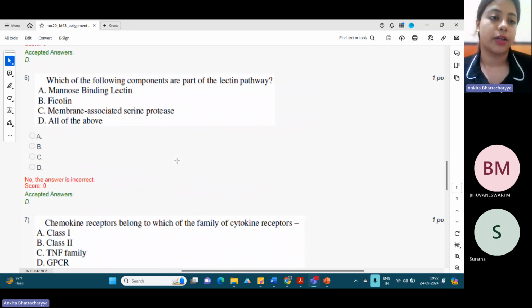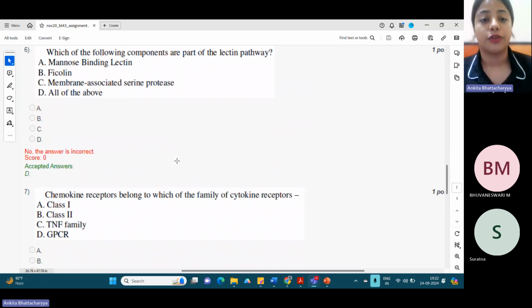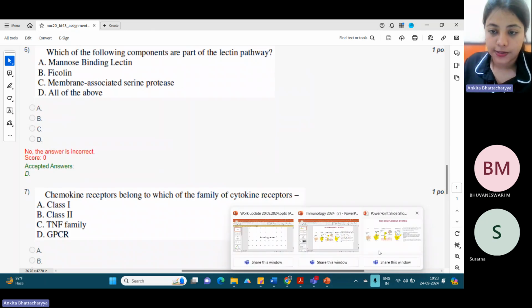Coming to question 6. Which of the following components are part of the lectin pathway? There is A, mannose binding lectin, B, phycolin, C, membrane associated serine protease, or all of the above. I did not get into details about this, but just give me a second.